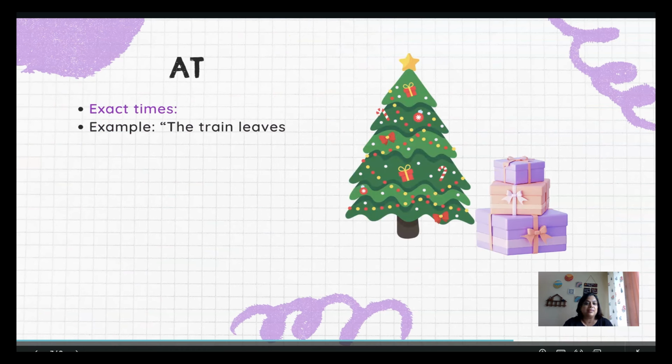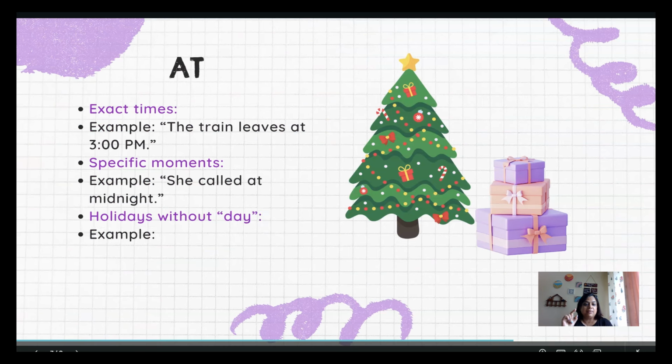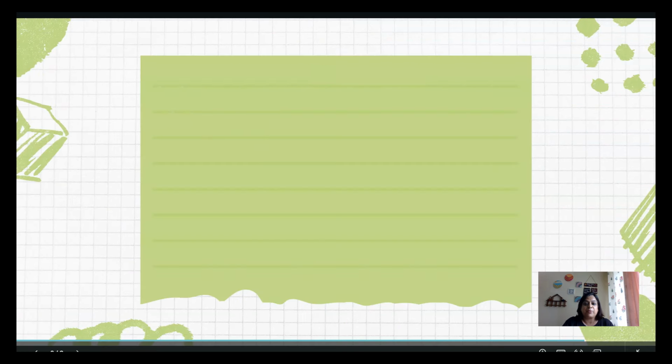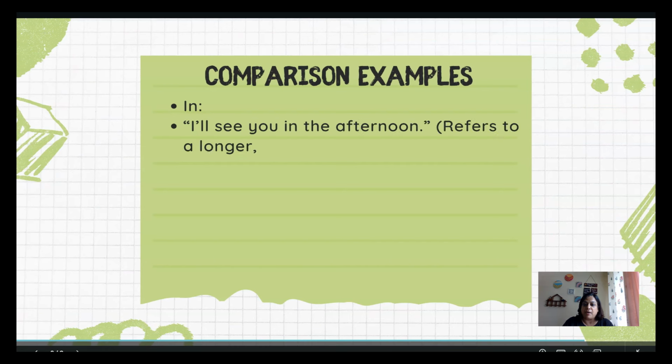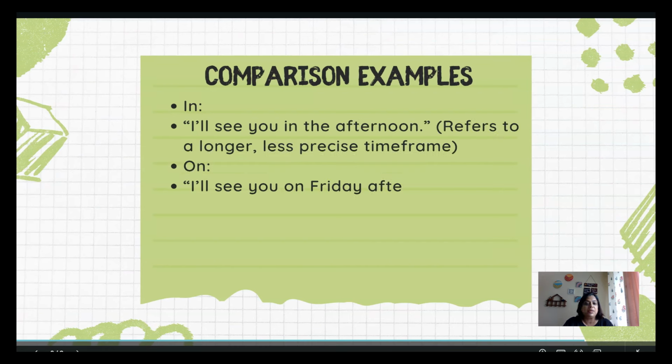And let's have a look at at. At is used for specific times. For exact timing, we will say the train leaves at 3 p.m. For specific moments, we can say she called at midnight. And for holidays without a day, we have an example where we can use it, like we have a family dinner at Christmas.